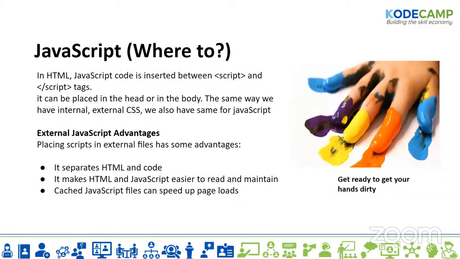Now, if you have a file with a .js extension, just like CSS is .css and HTML is .html, JavaScript will have a .js. When you have something like that, that is an external JavaScript. We're actually going to touch that, and then we'll explain what really happens. You can place the scripts in the head or in the body. The same way we have internal and external CSS, we also have the same for JavaScript.